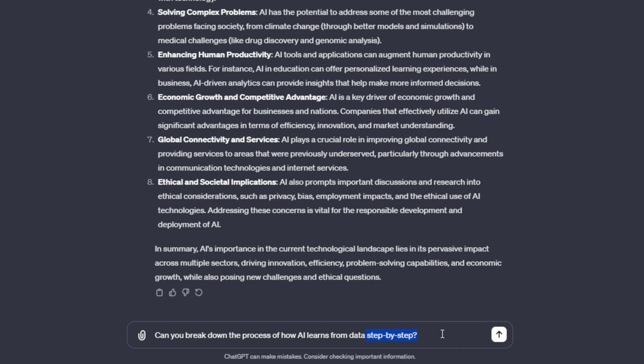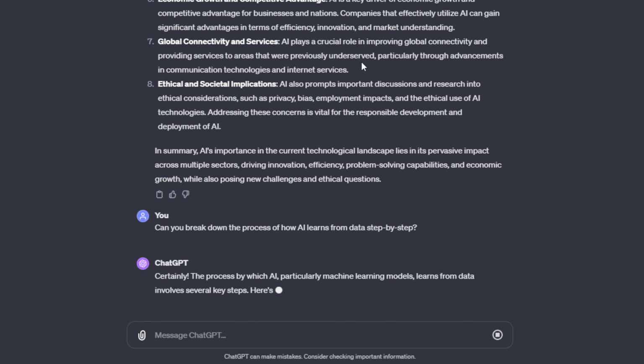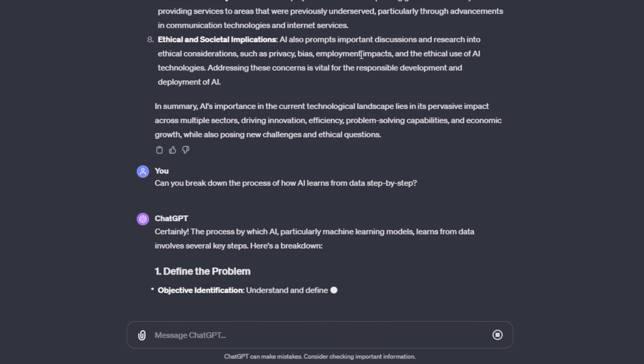Adding the step-by-step is very nice because it's going to break it down into a nice list for you to read step by step. And it kind of helps you when retaining that knowledge, because when you have a list instead of just a long paragraph of information, it's going to help your brain retain a lot better. So I'm going to send this off, and this is definitely going to help me understand the process of how AI learns from data as well.